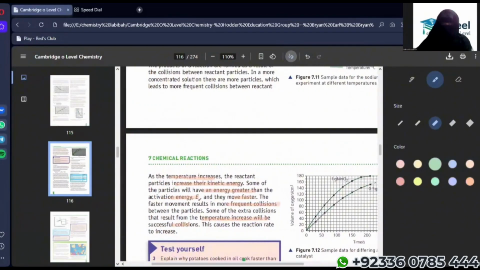Hence, the explanation is, as the temperature increases, the reactant particles increase their kinetic energy. Some of these particles will have energy greater than or equal to activation energy because they are moving faster. And due to this movement, there will be more frequent collisions between the particles. And this will result in successful collisions. Thus, the rate of reaction will increase.